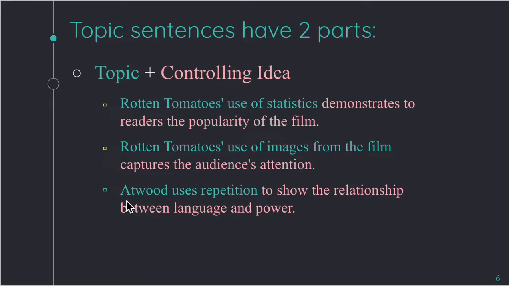Here's a more literary example. Atwood uses repetition to show the relationship between language and power. So we've got repetition, and what's the repetition doing? It's showing the relationship between language and power. And so as a reader and an examiner, I'm going to then expect this paragraph to focus on repetition, and I expect the paragraph to prove the controlling idea that repetition shows the relationship between language and power as it is here.